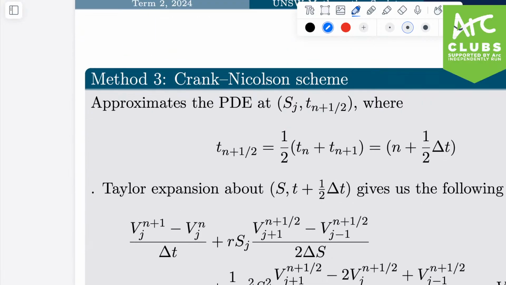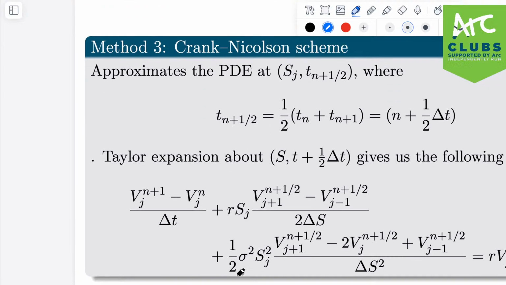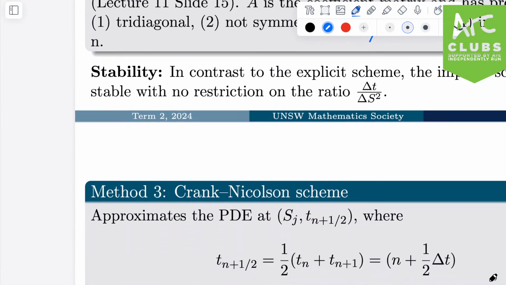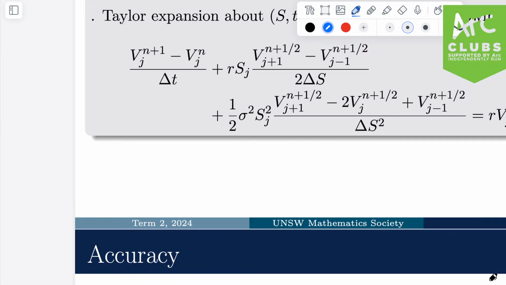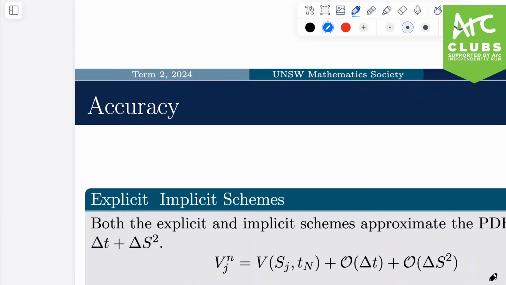I think he said the CN scheme will not be in the final exam. But it's essentially just another finite difference method where we approximate the interval of n plus a half and then apply the Taylor expansion. So it's a bit more complex than the first two methods, but it's the same intuition. So I may just skip CN since it will not be in the final.